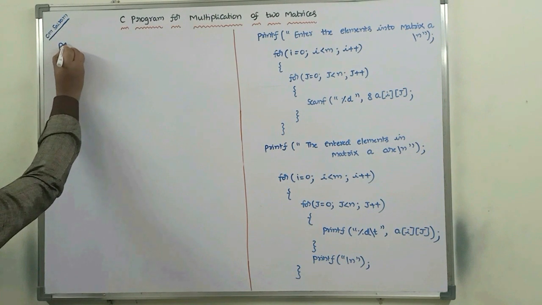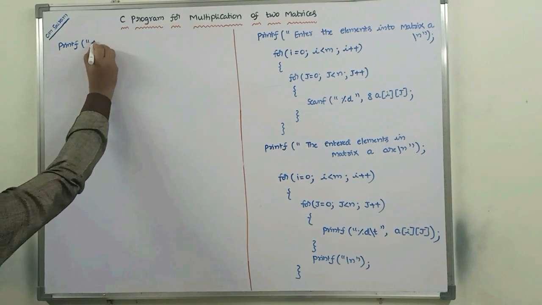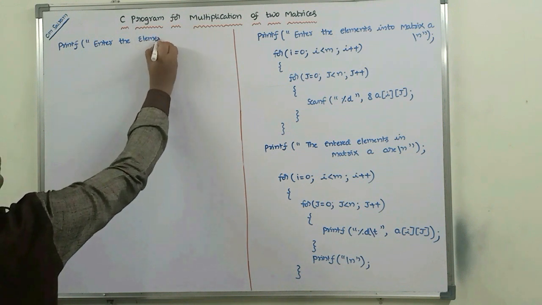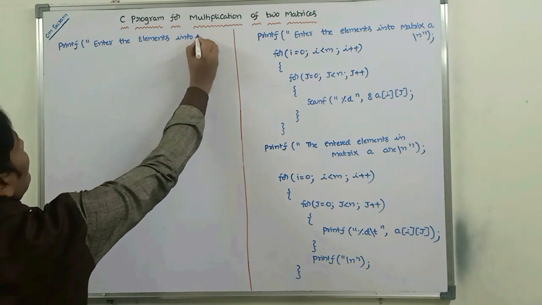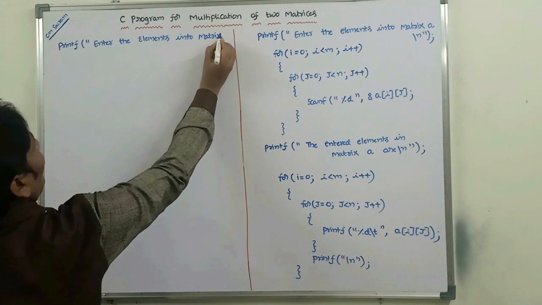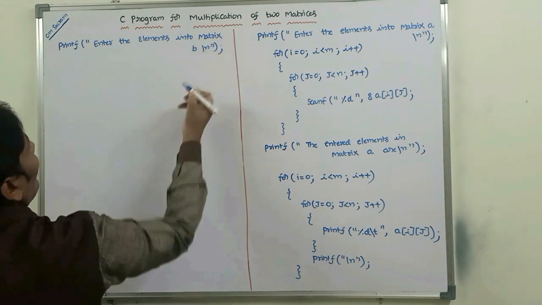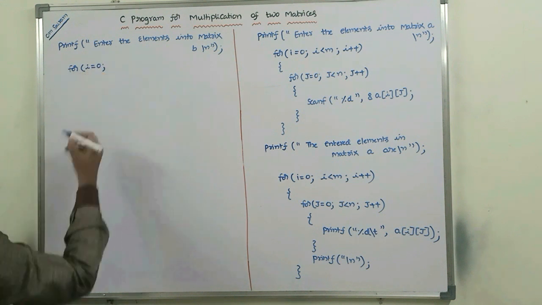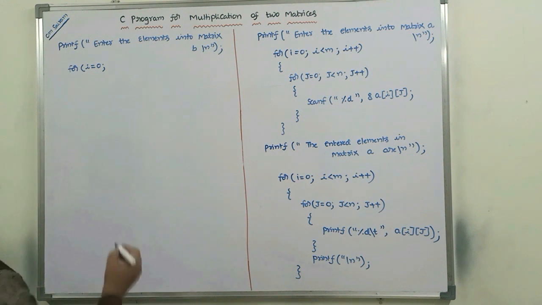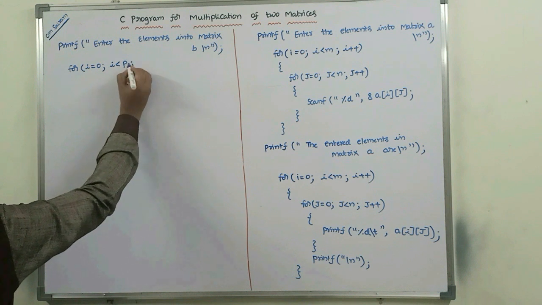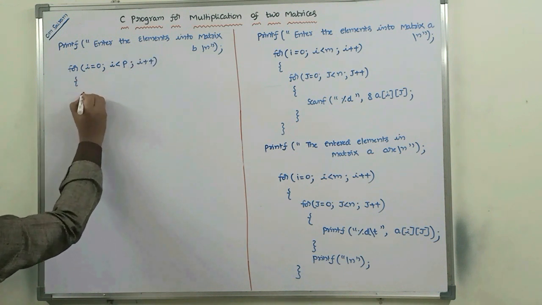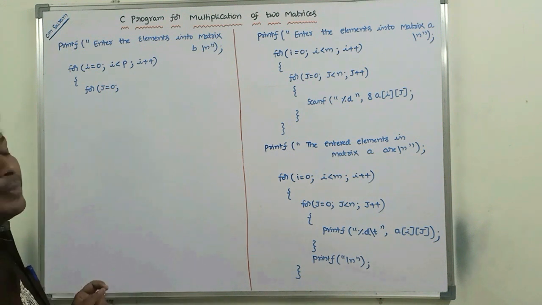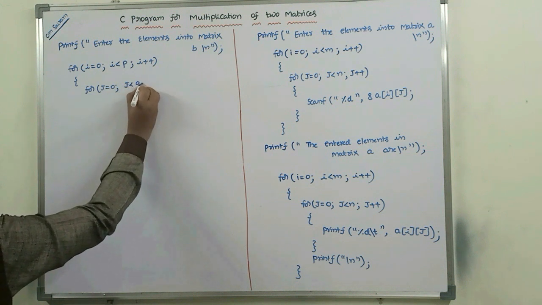Next, printf "enter the elements into matrix B". Next, for i = 0; what is the row size in matrix B? P. So i < P; i++. Next, for j = 0; what is the column size in matrix B? That is Q. j < Q; j++.